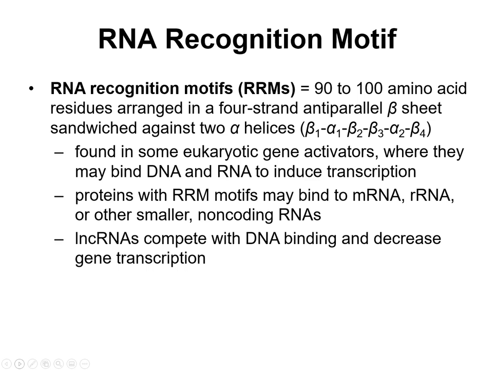Then we have RNA recognition motifs. These are bigger still, 90 to 100 amino acid residues, and they're arranged in 4-strand anti-parallel beta sheets, and they're sandwiched against 2 alpha helices. I'll show you what that looks like in a second. This is found in some eukaryotic gene activators, where they might have to bind to DNA and RNA to induce transcription. So think about what kind of protein might have to bind both DNA and RNA.